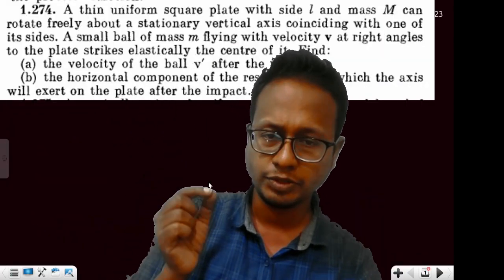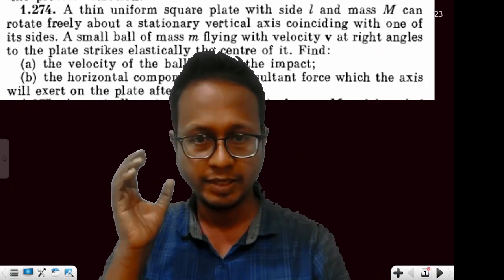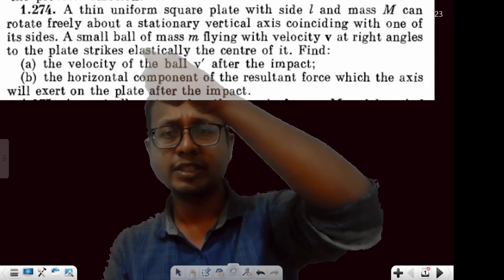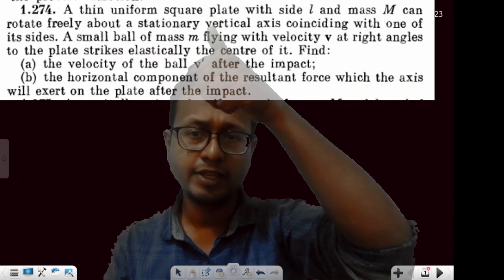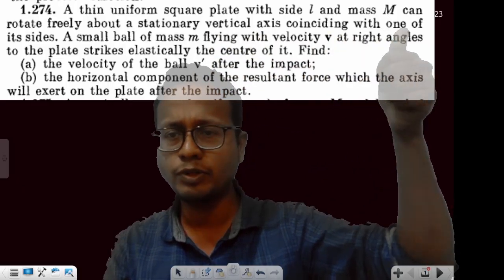Now we'll proceed with the next question. In this question, a thin uniform square plate with side L and mass m can rotate freely about a stationary vertical axis coinciding with one of its sides.